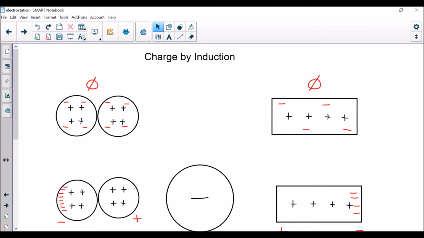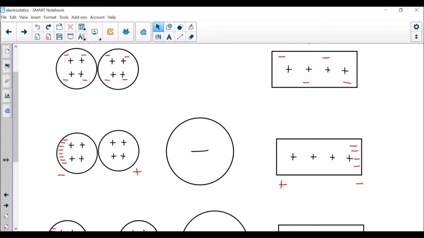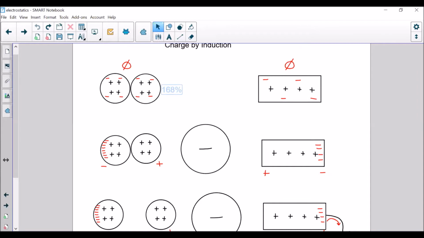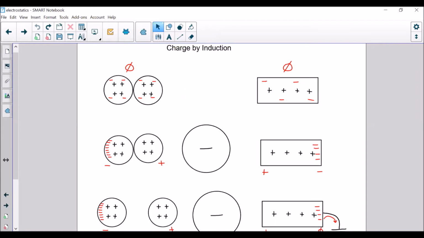Charge by induction. Charge by induction is where you take a conductor, and I'm going to shrink this down a little bit so we can actually see what's happening there. So using my cursor here, you're going to take some kind of a conductor. Right here is my conductor. Those red negatives can be shifted around anywhere. And we're going to bring in an outside charge. So if I bring in an outside charge, like here, it's a negative.